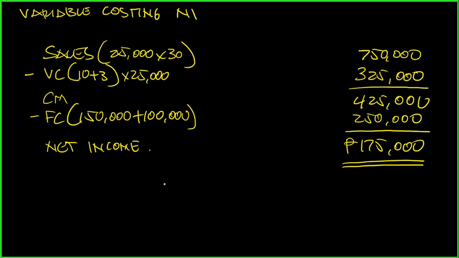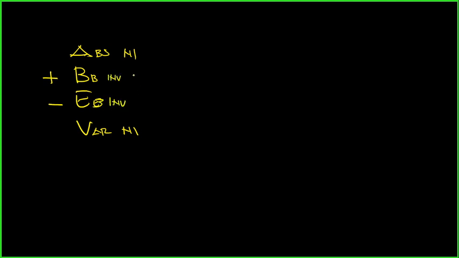Okay, let's continue. Let's try to reconcile above. Binibilisan ko dahil gutom na po ako. Plus and minus. Okay, so you have your absorption costing net income. You have the variable costing net income. You have the beginning balance and ending balance of your inventory in terms of your what? Fixed overhead per unit or fixed cost per unit. Okay na rin yun.